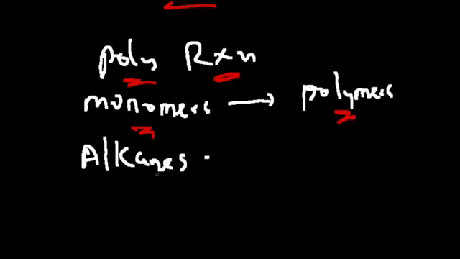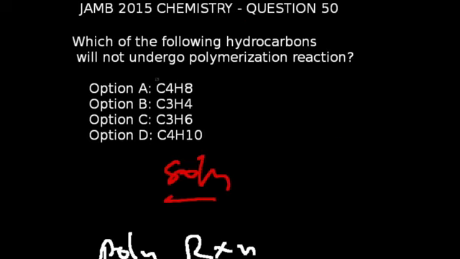And this reaction is limited to alkenes. This is because alkenes contain a double bond. So if we go back to our options, the correct answer to this question will simply be option D, which is n-butane.